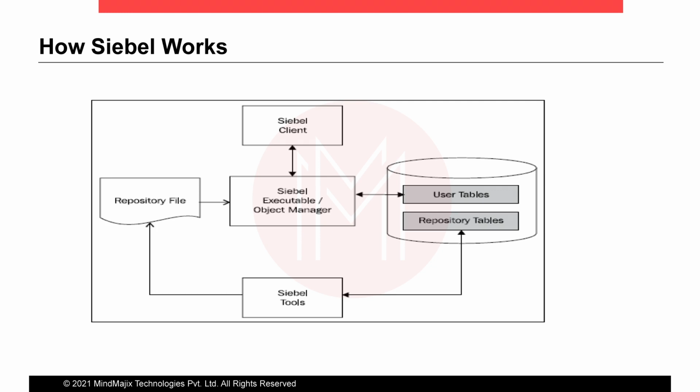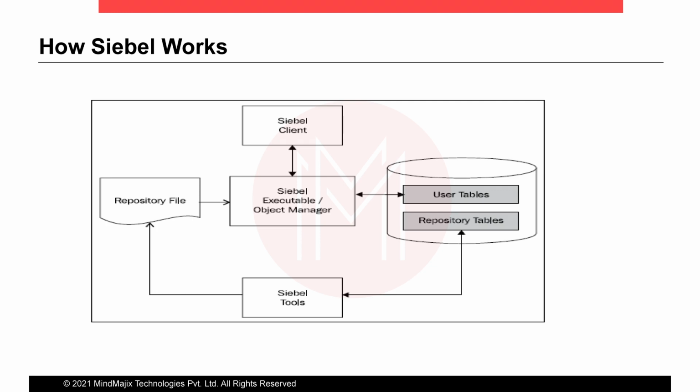Okay. Now let's consider this particular scenario. We have a browser. We are entering a username and password, and we are clicking the login button. Once I click the login button, it sends a request. This particular browser, which we call the client, sends a request to the Siebel server. Once it goes to the Siebel server, in the server there should be a server component which will receive this request, process this request, and give the response to the browser.